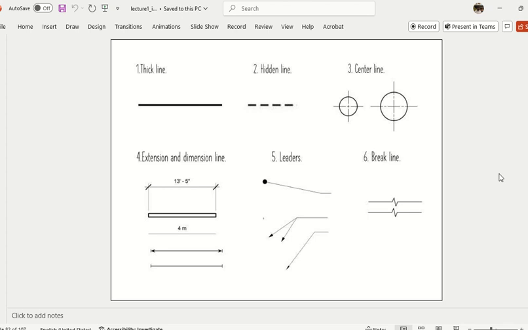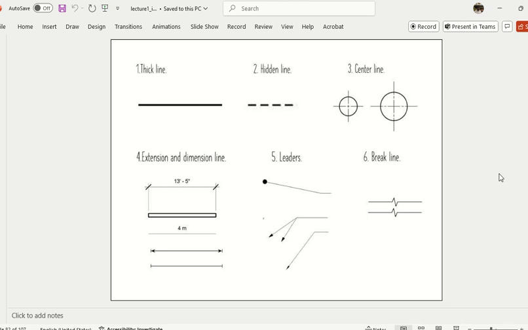Okay, the dimension line, extension line. Leader again, different styles. Okay, leader with 1 arrow, leader with 2 arrow, leader without any arrow but a point, and so on. Different styles. And what else? Yeah, break line. Break line, I did not mention it in the previous slide.